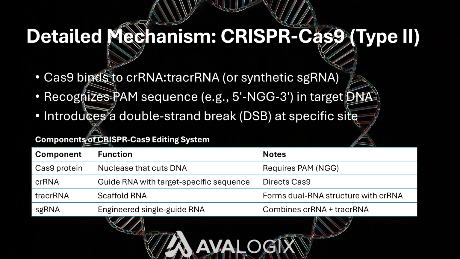If it matches, Cas9 undergoes a conformational change and cleaves both DNA strands approximately 3 base pairs upstream of the PAM site. This double-strand break triggers repair mechanisms in the host cell, either non-homologous end joining, which can introduce mutations, or homology-directed repair if a donor template is provided. These repair pathways are what enable precise genome editing.